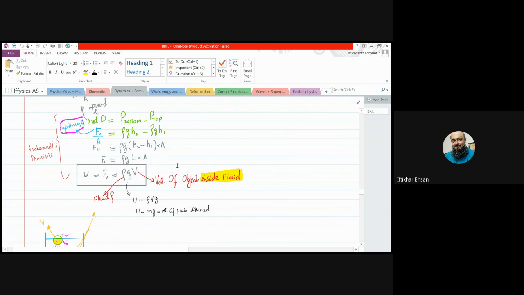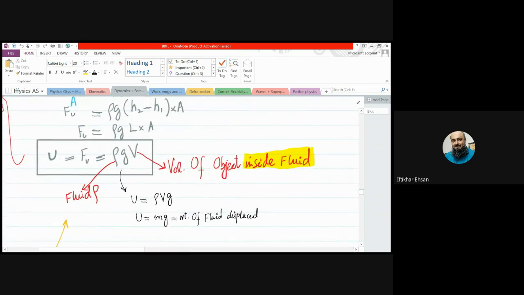Now, what does rho g V mean? First of all, think of it. Rho is the density of the fluid which is applying upthrust. And V is a very specific, special quantity. V is volume, but it's not the simple volume of the object. Actually, it is the volume of the object which is inside the fluid. This is highlighted.